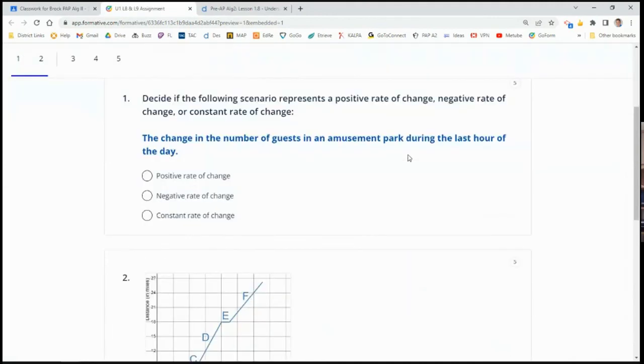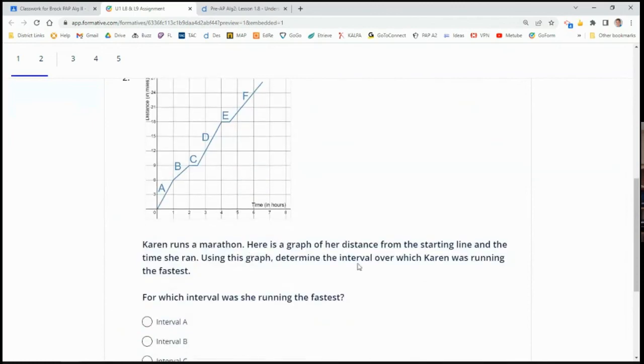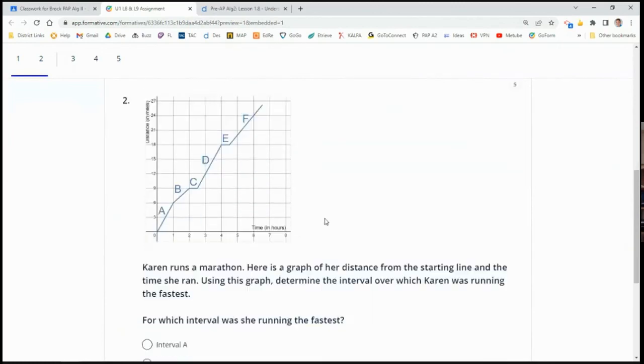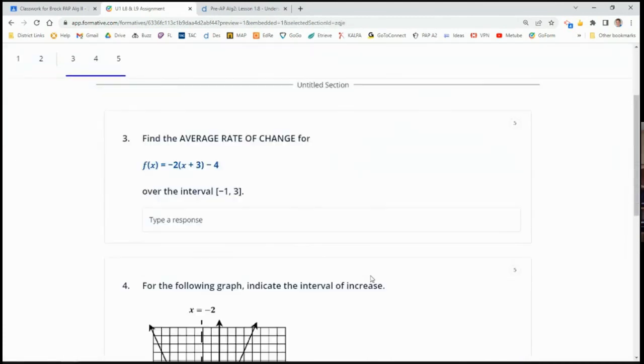Previewing that as a student. Determine if this represents a positive rate of change, negative rate of change, or constant. The number of guests in the amusement park during the last hour of the day. Karen runs a marathon. Still talk about Karen in there. Some of that we've already answered in class. So yeah, coming to class, you've got some answers already. Find the average rate of change for this over the interval -1 to 3.